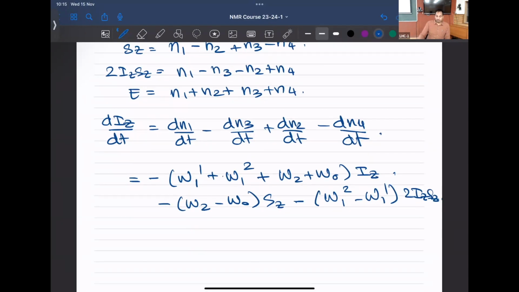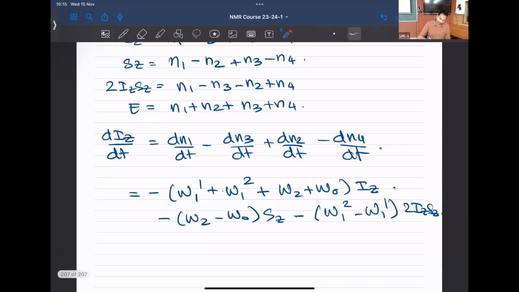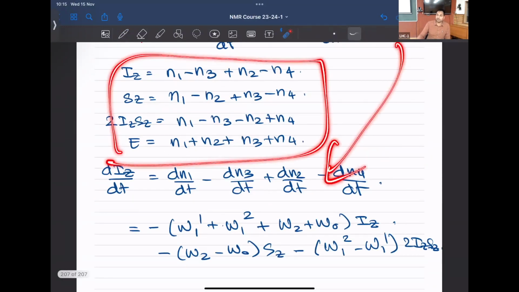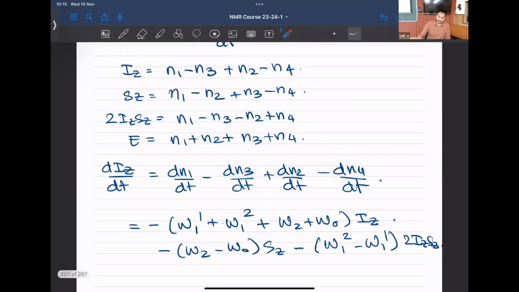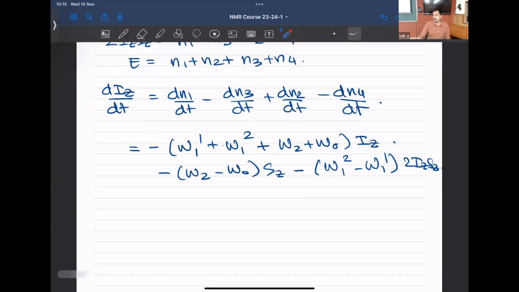Once again, if you put all these sets of equations together, you have multiple variables here. You end up substituting here, using all these identities. You will end up getting dIz over dt as a function of Iz separately, Sz separately, and 2IzSz. Okay, basically my indices are wrong is your point. Is that better now? Okay, so this is what you will end up getting.